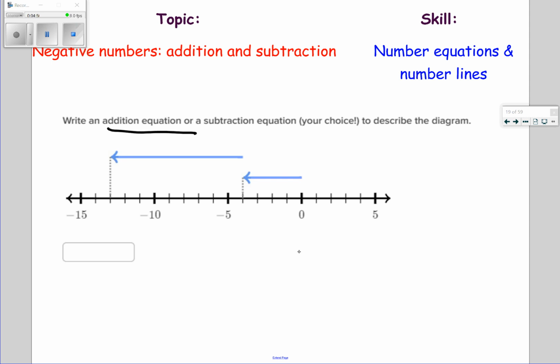addition equation. This is 1, 2, 3, 4 negative, so negative 4, plus, what are we adding to it? Well, we're adding another 1, 2, 3, 4, 5, 6, 7, 8, 9.